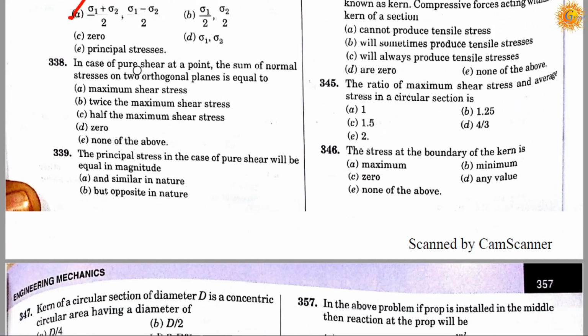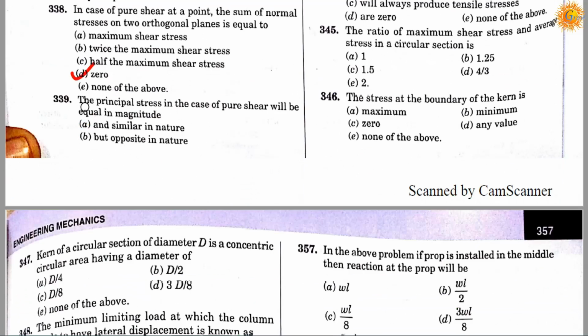Question number 338. In the case of pure shear at a point, the sum of normal stresses on two orthogonal planes is equal to: option A, the maximum shear stress; option B, twice the maximum shear stress; option C, half the maximum shear stress; option D, 0; and option E, none of the above. The correct answer is D. It will be 0.